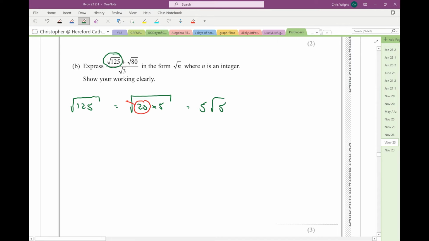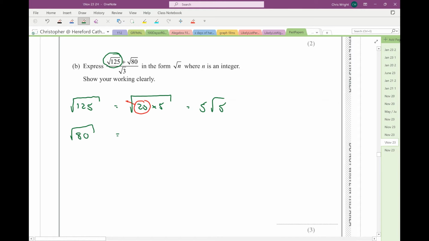Now, of course, I used my calculator to check that that was right. And also, if you use your calculator and you realize it's 5 root 5, then you can probably figure out it's going to be 25 times 5 under the square root there. Let's do the same with the square root of 80, shall we?